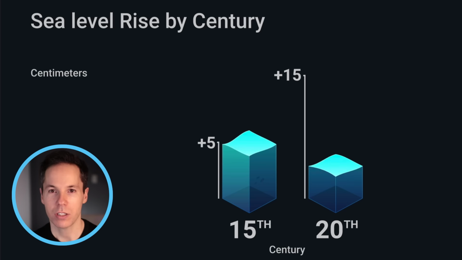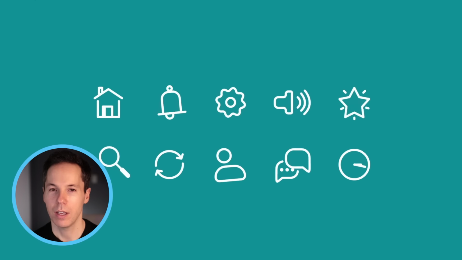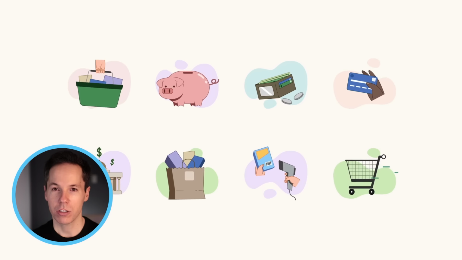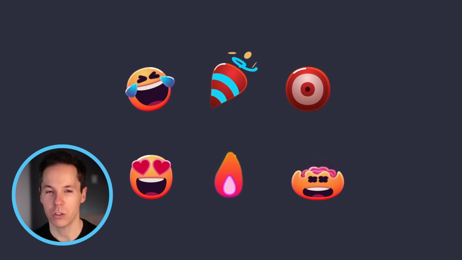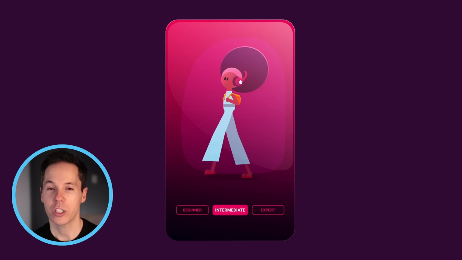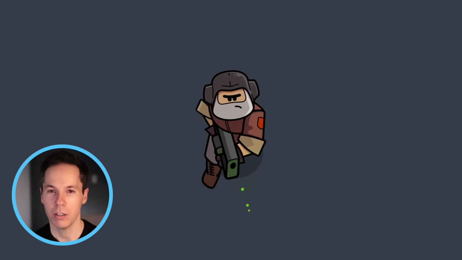Data visualizations that shape narratives around complex information. Animated icons, stickers, and emojis that help convey human emotions across digital channels. Rich characters like assistants, mascots, cartoons, heroes, and villains.